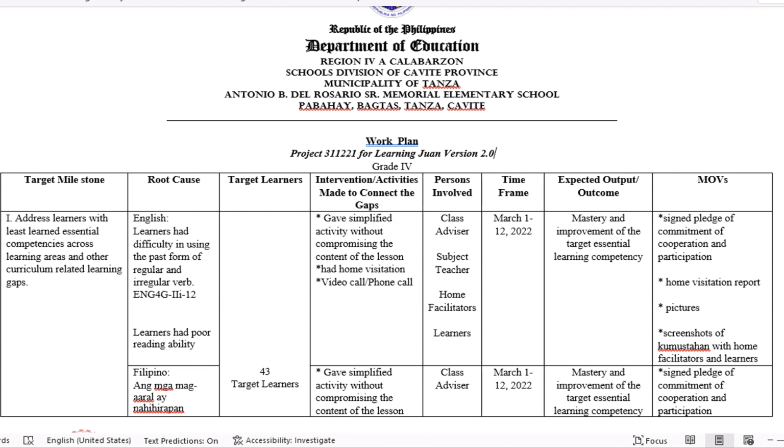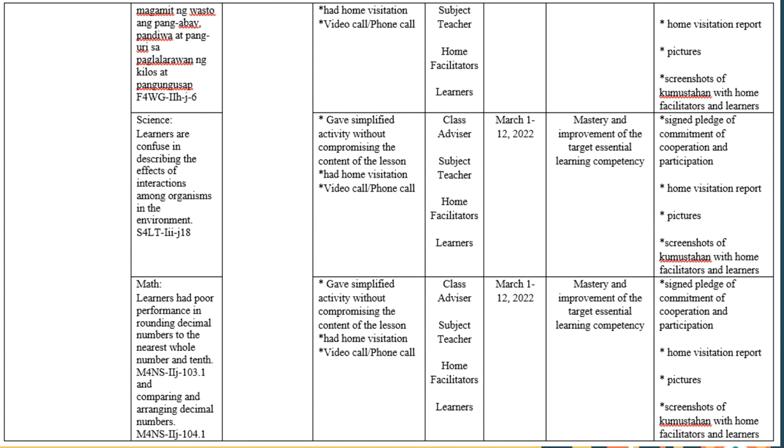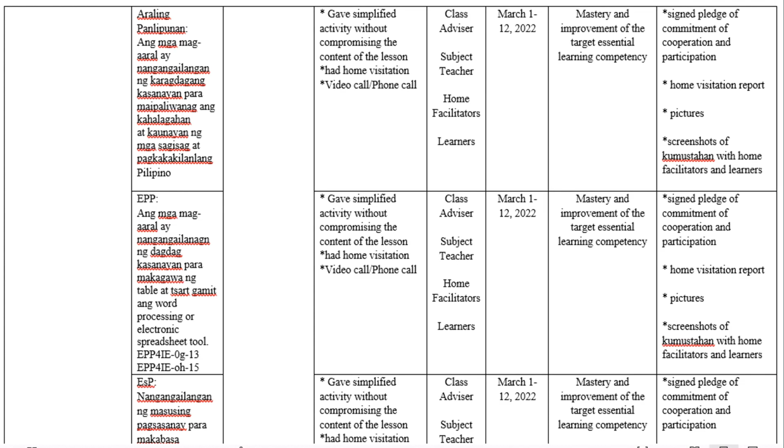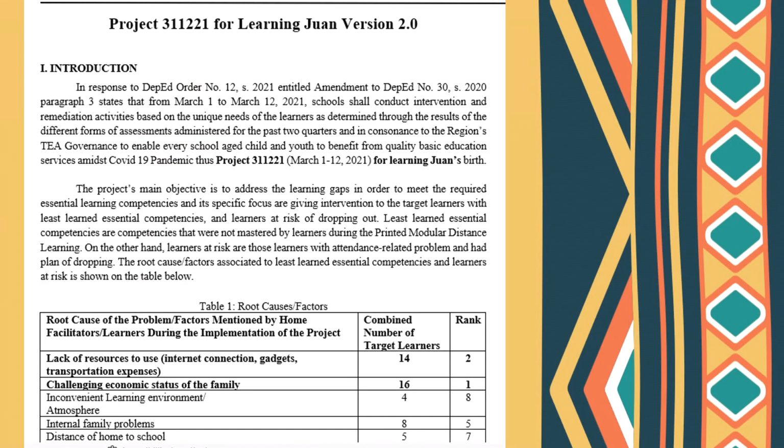So, makikita po natin dito sa root cause, meron po ditong English, Filipino, at saka sa susunod na slide ay ibang mga subjects. So, ginagawa po natin ito to cater the least mastered skills. At saka ginagawan po namin ito ng activities para ma-meet ang mga kinakailangang skill na kailangang pakita ng bata. We also have science, math, araling panlipunan, EPP, ASP, and of course, we have the Project 311221 for Learning 1 version 2.0.